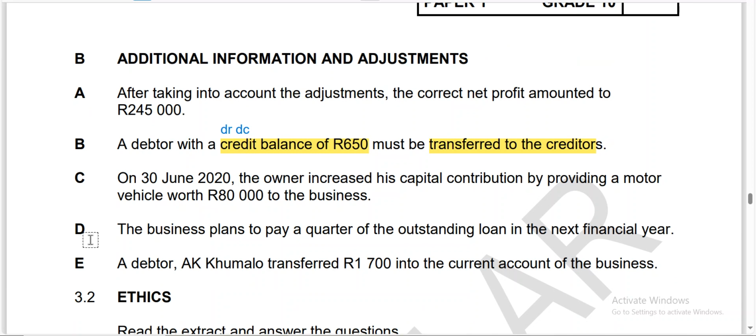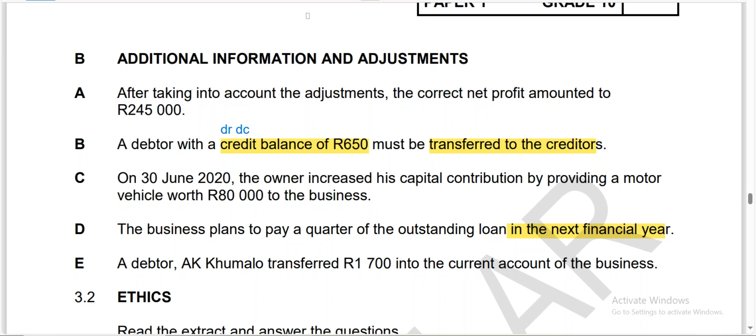Okay, next they're saying that the business plans to pay a quarter of the outstanding loan in the next financial year. When we speak about a quarter, we are talking about a 1/4, and they're saying that this is going to be done in the next financial year. So it means in the next 12 months.